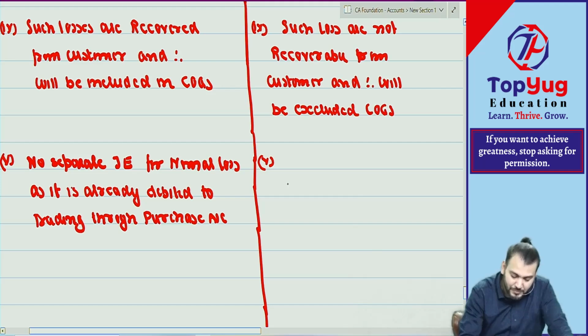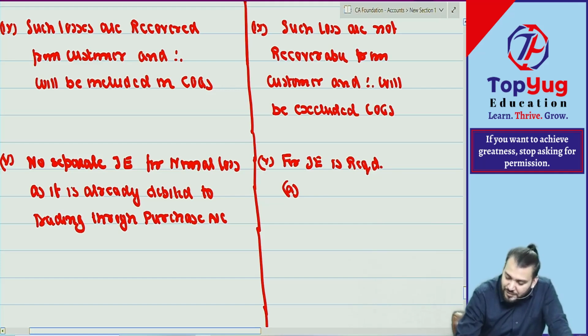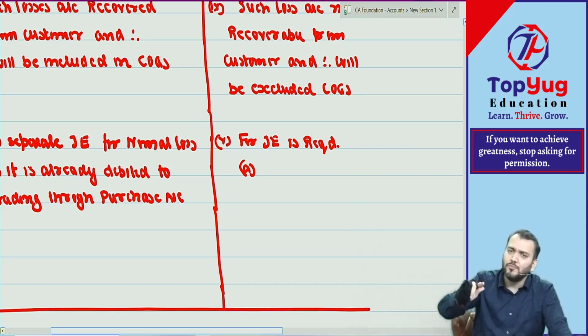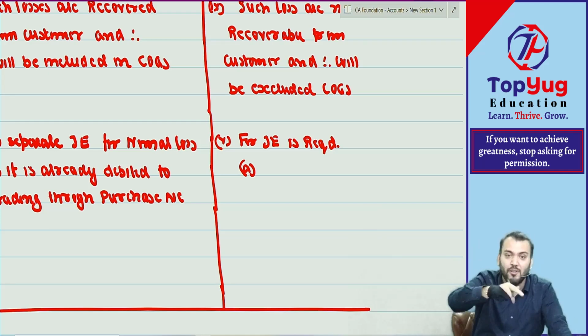Point number 5. Here, what do we write down? Journal entry we do. In this case, the following journal entry is required. First we remove from where? Either trading or purchase, whatever. Either you can say abnormal loss to purchase or abnormal loss to trading. It is as simple as closing stock. Closing stock you remove from purchase only. It is as simple as whatever we have done for closing stock.